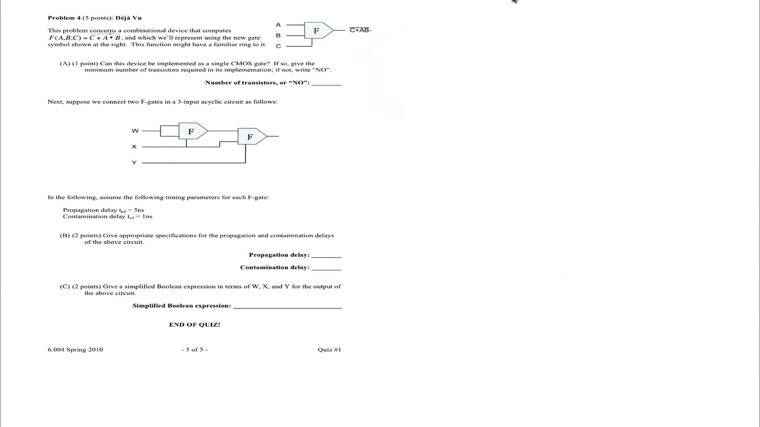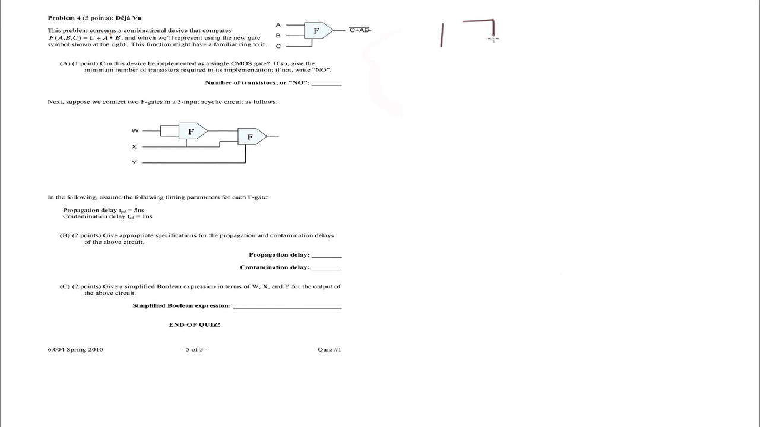This is quiz number 1 from spring 2010, and it's problem number 4, called Deja Vu. This problem concerns a combinational device that computes the function of 3 variables, a, b, and c, which is not c or a and b. And we'll represent this using a new gate symbol, which is shown here. It says the function may have a familiar ring to it. So, part A says, can this device be implemented as a single CMOS gate?